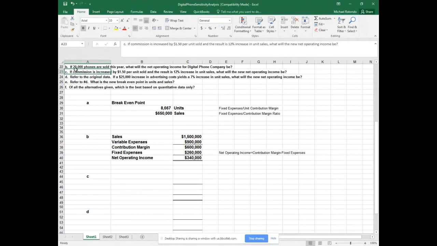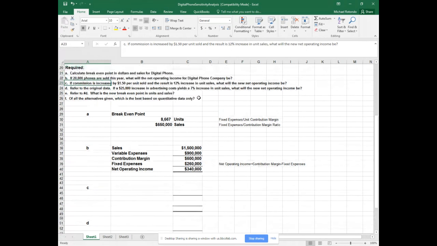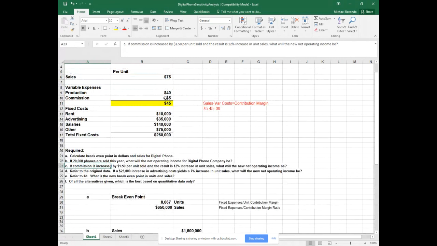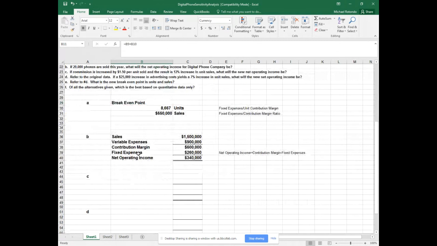So it says to us here, if commission is increased by $1.50 per unit sold, and the result is a 12% increase in unit sales, what will the new net operating income be? Well, we have commission at $5 per unit, so we're suggesting it goes up to $6.50 per unit, which would bring our total variable expenses to $46.50 per unit. We are expecting a 12% increase in unit sales. So let's do it out.